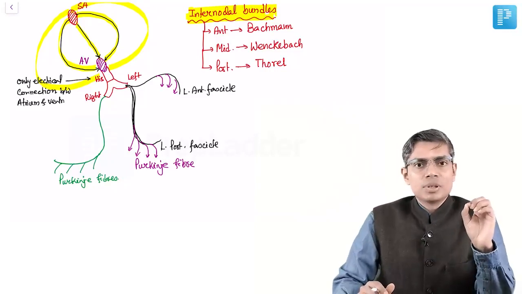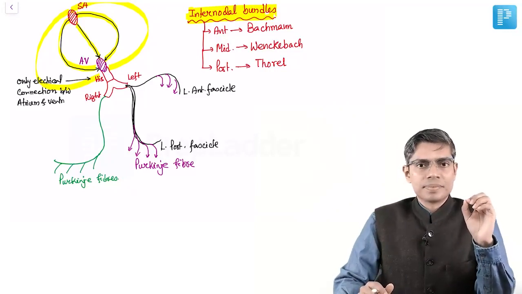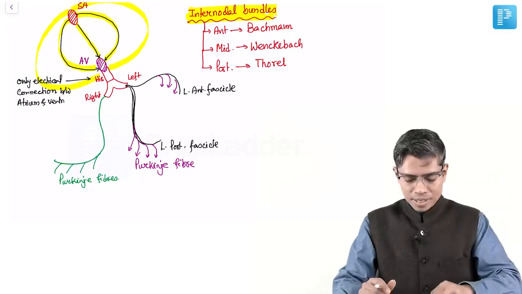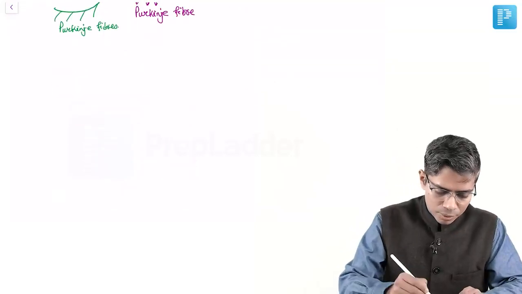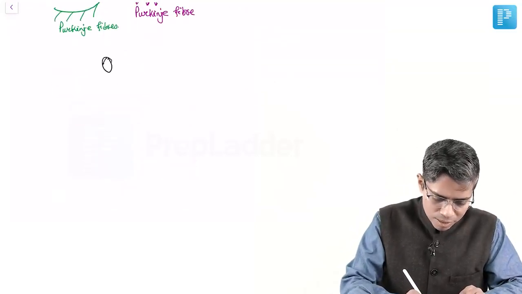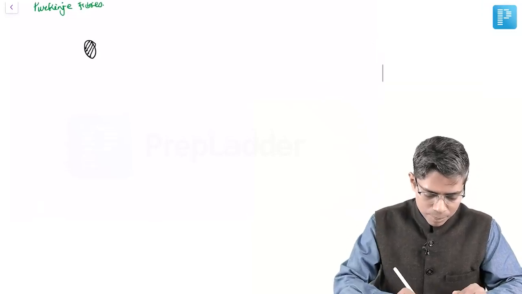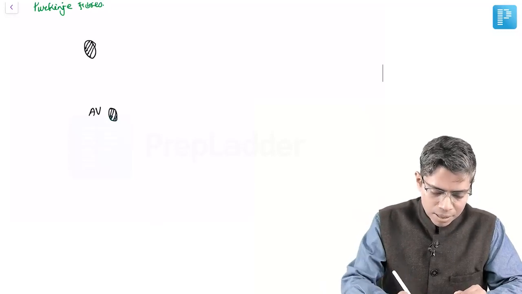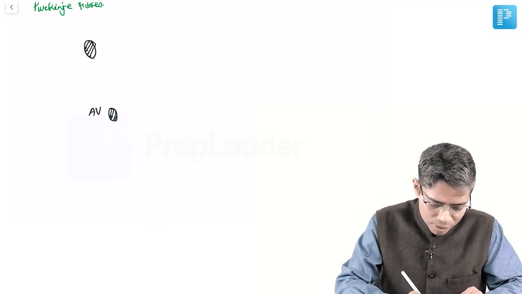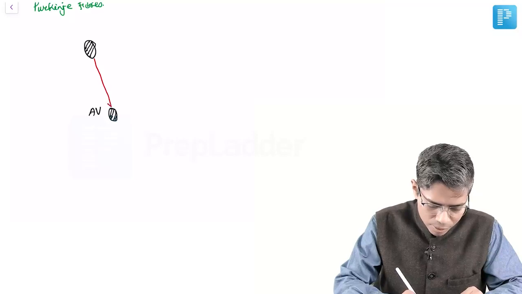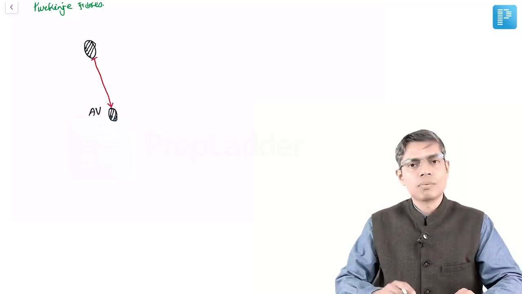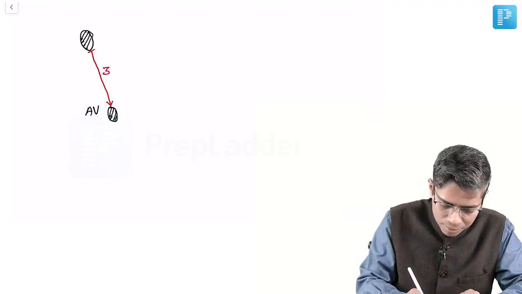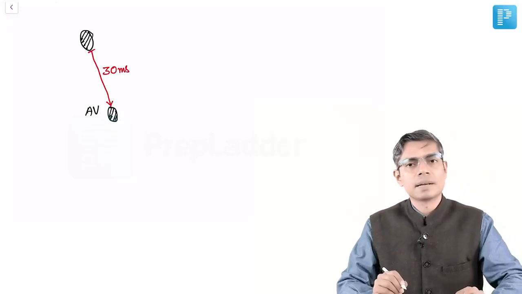The main important thing that you have to remember is the time required for conduction of impulses through every part. Suppose I am asking: we have understood that the SA node is producing an impulse, and this impulse is traveling to the AV node. So this is my AV node. Now tell me, what is the time required for SA node to AV nodal conduction? Your answer will be 30 milliseconds.